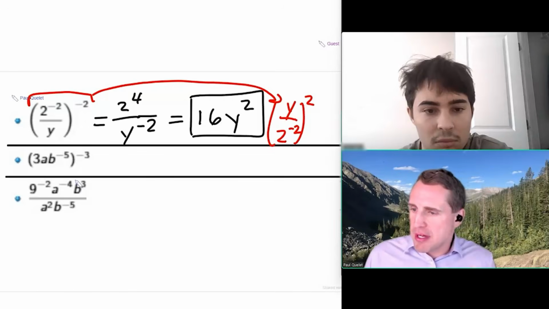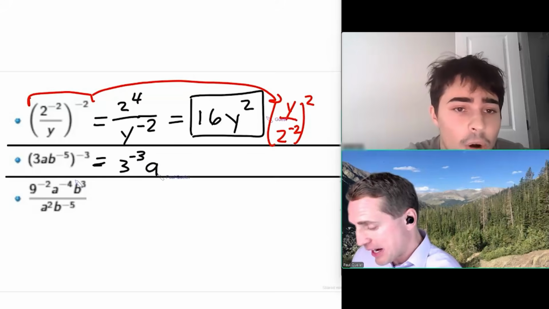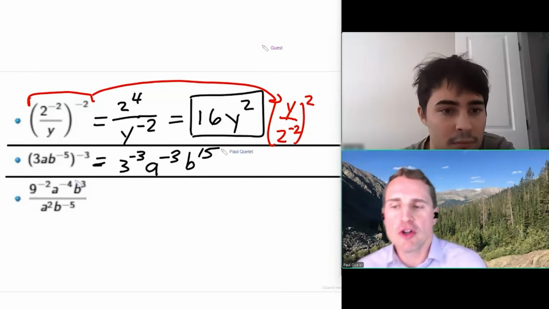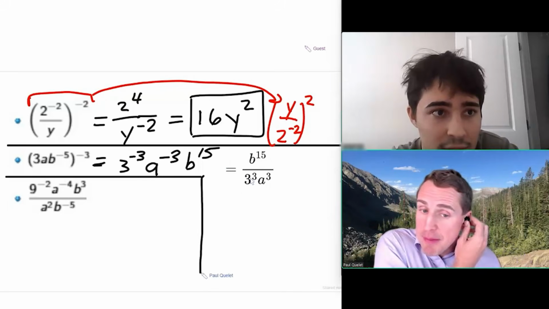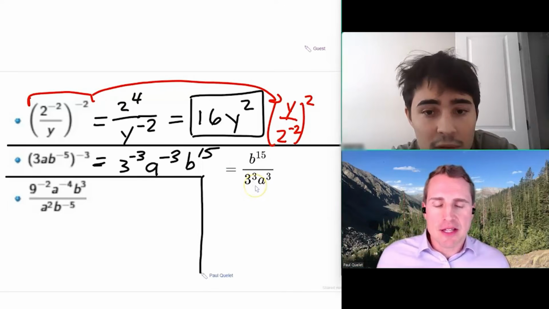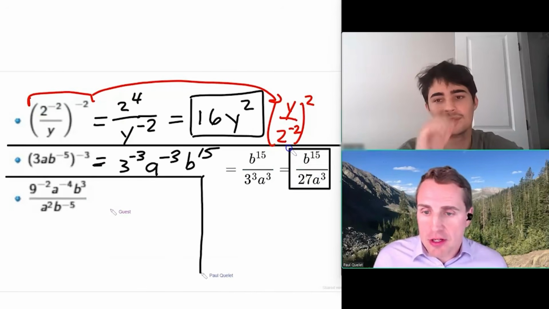And so we've got 3ab to the negative 5, so it's going to be 3 to the negative 3, a to the negative 3. Now, what do we need to do with the negative powers? And then I think we just have one last step. 3 to the power of 3 is not that hard to calculate, because 3 times 3 is 9, 9 times 3, 27. So that's our answer here.